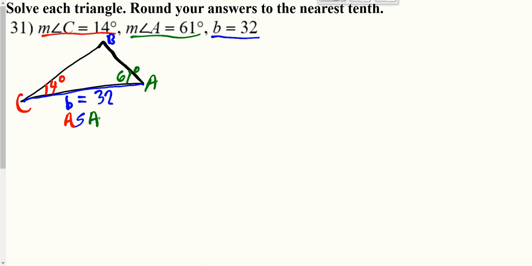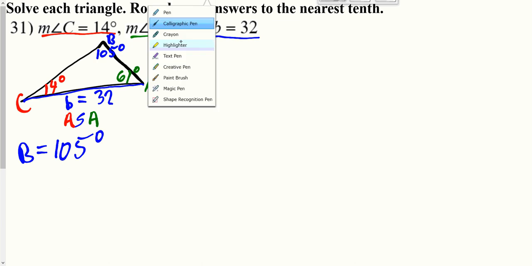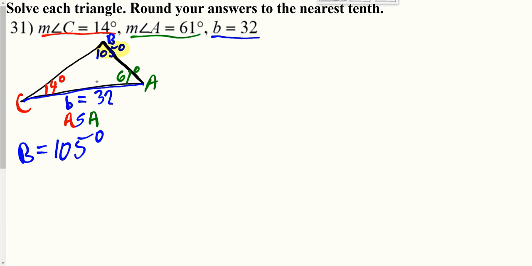Now, if I know two angles, the easiest thing to do would be to find the third angle. Remember, your angles add up to 180, so go 180 minus the 14 minus the 61, and I get 105 degrees for my angle B. Now, that's 105. I did not have an opposite pair before, but now I have my opposite pair of the two blues, so I can go ahead and work this out.